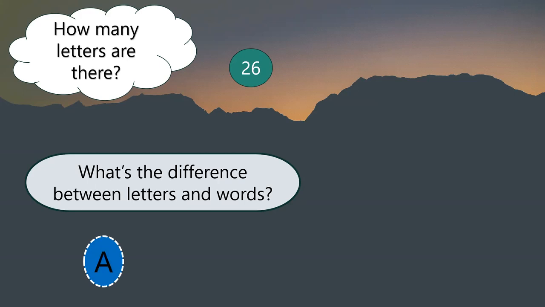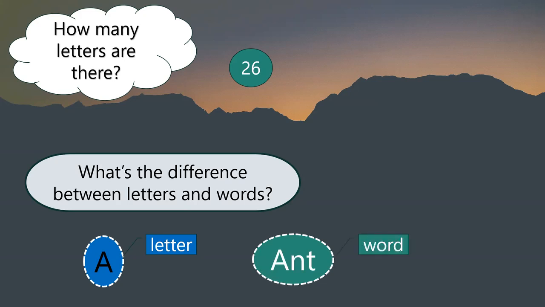So here, is it a letter or word? Yeah, it's a letter, right? It's a letter. And so how about this friend? A-N-T, ant. Yeah, it's a word. And how many letters are there in this word? There are three letters. Yeah, so this is the difference between letter and word, right? And so we are going to learn about letters.